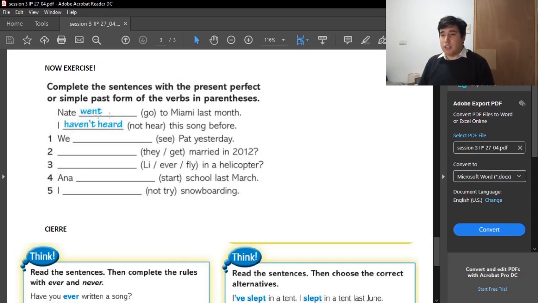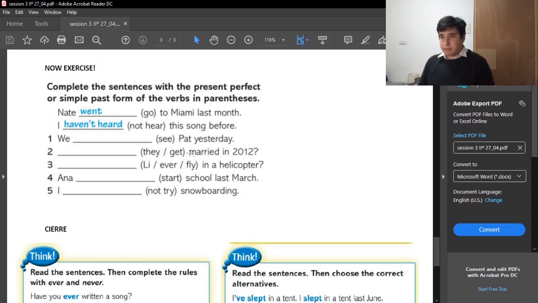Aquí sabemos que es pasado simple porque tenemos la expresión que nos dice exactamente cuándo pasó. Que Nate fue el mes pasado. Now, on the second sentence, we have I haven't heard this song before. We do not have a specific time. No tenemos un tiempo específico. Dice esta canción en algún momento. Before, antes, no sabemos. That's why we use present perfect. Not here, haven't heard. Okay?